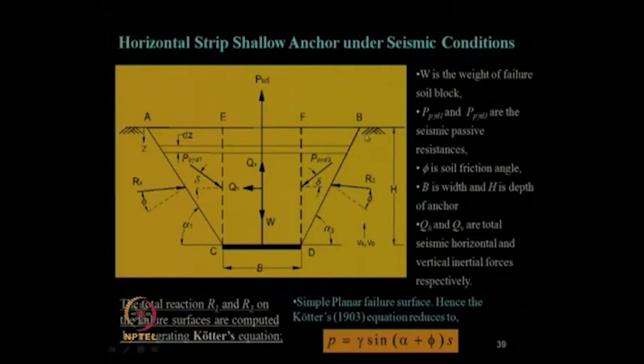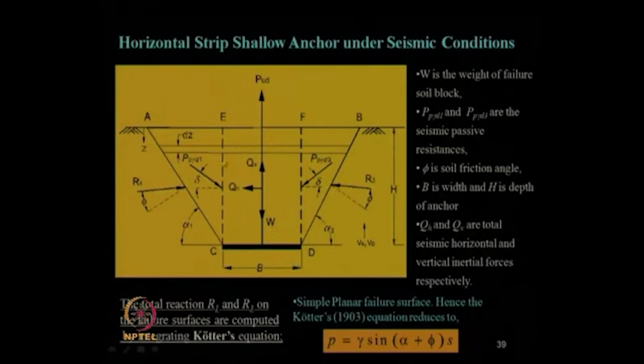He considered the planar rupture surface like this, the simplest planar rupture surface, but used Coulomb's equation. When you are using Coulomb's equation, the advantage is you get the soil reaction on this side, which is unknown earlier, as I have mentioned in one of the previous lectures. So, from this equation you can get the values of the total reactions R1 on this side and R3 on this side, fine. Is it okay, based on the planar rupture surface?